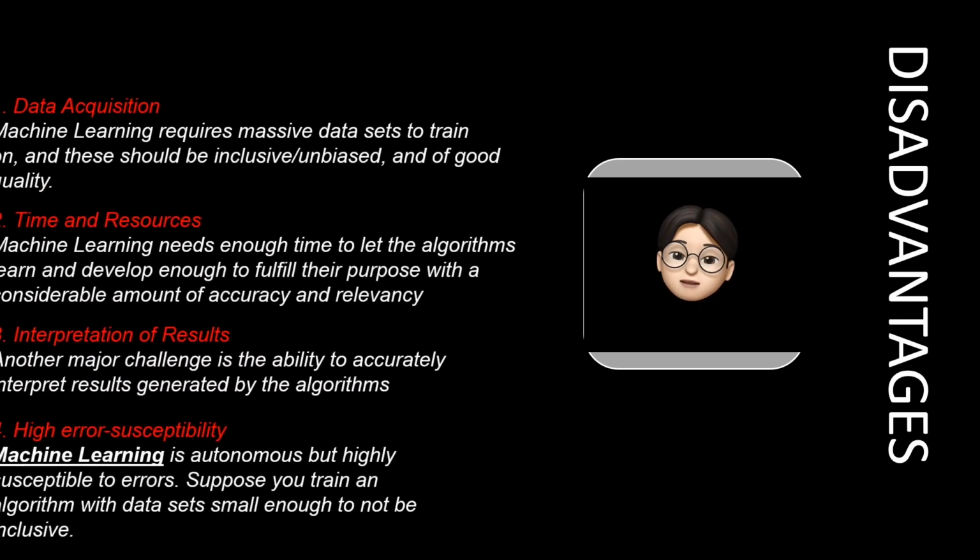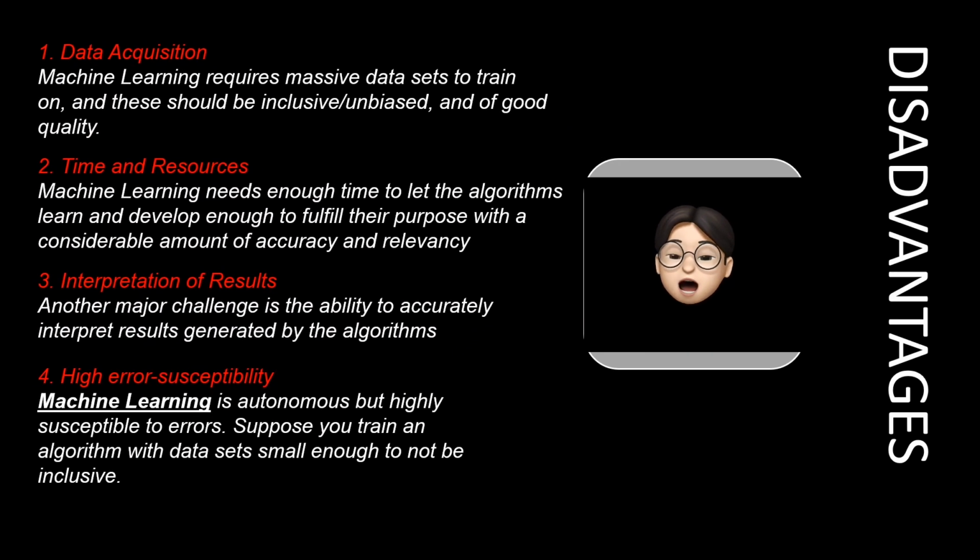Okay, now let's talk about the disadvantages of machine learning. Number 1 is data acquisition. Machine learning requires massive data sets to train on. Next is time and resources. Machine learning needs enough time to let the algorithm learn and develop enough to fulfill its purpose. Number 3 is interpretation of results, which is another major challenge in the ability to accurately interpret results. And last is high error susceptibility, which is that machine learning is autonomous but highly susceptible to errors.